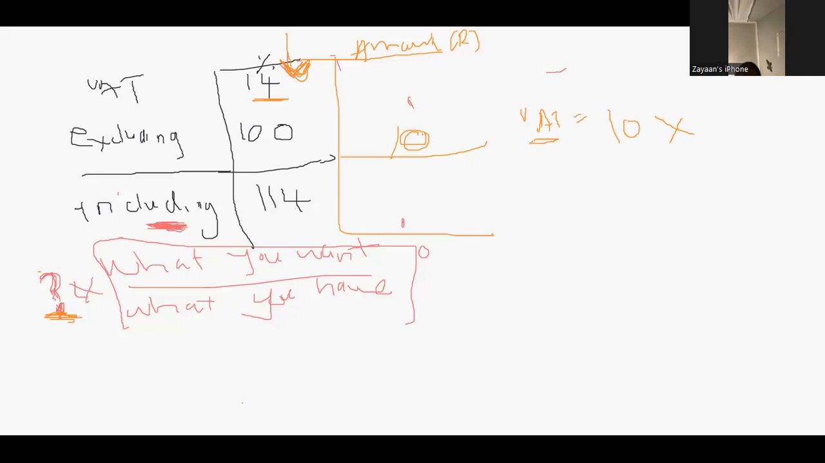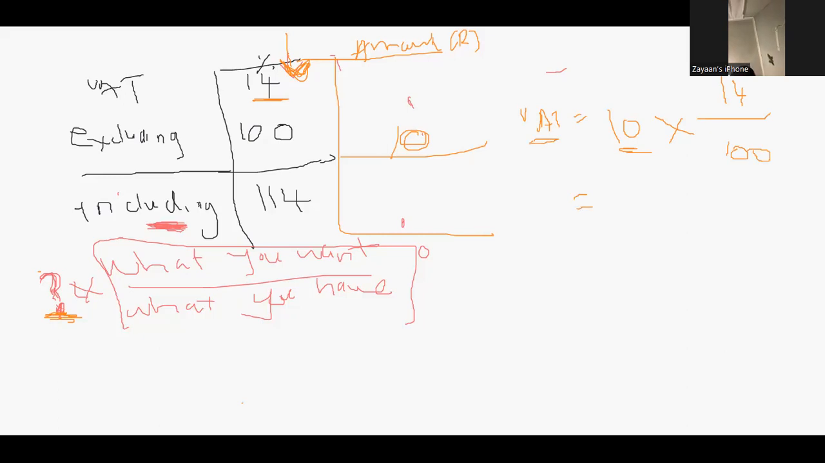So we put 14 there. That's what we want. What does this number represent? Does it represent 14%, 100%, or 114%? It's 100, because it's excluding VAT. Yes, it's excluding that, right?